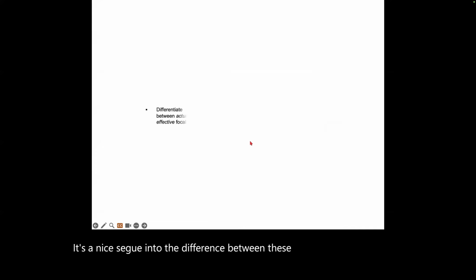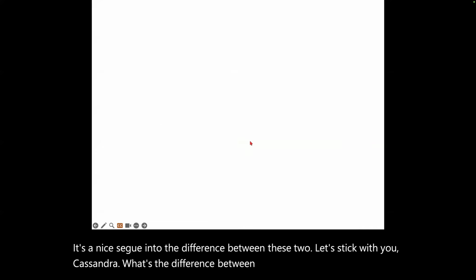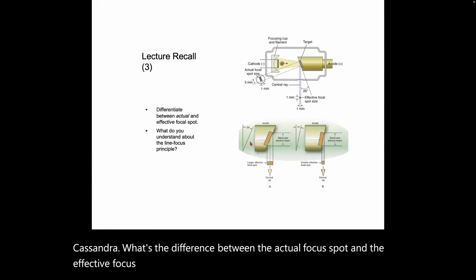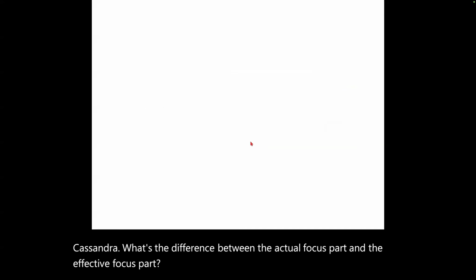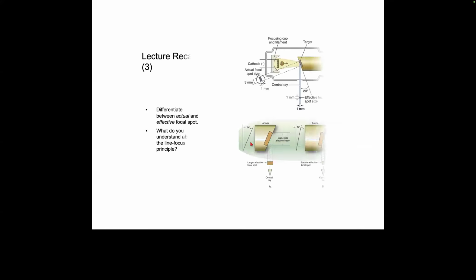I'm going to stick with you, Cassandra. What's the difference between the actual focal spot and the effective focal spot? The actual focal spot is where the electrons hit, and the effective focal spot is what interacts with the actual IR. I don't know, something like that. Something like that. Phoebe, what you got for me?